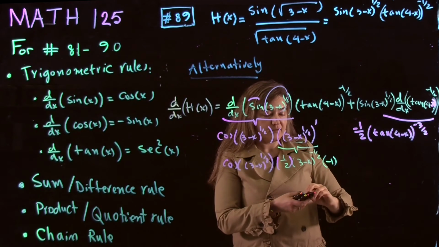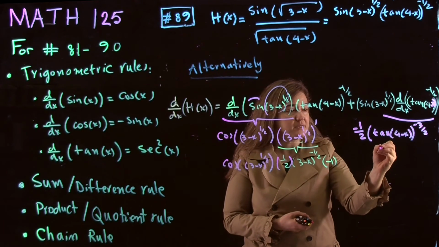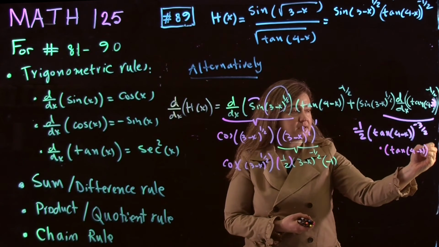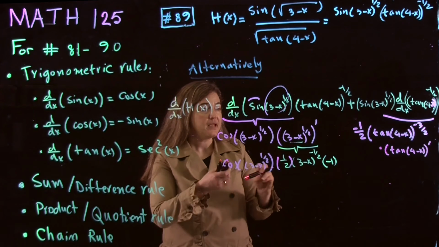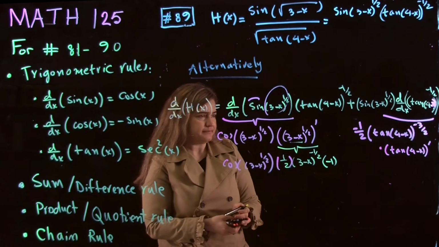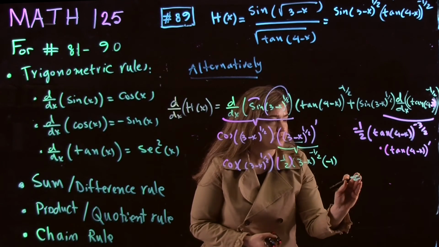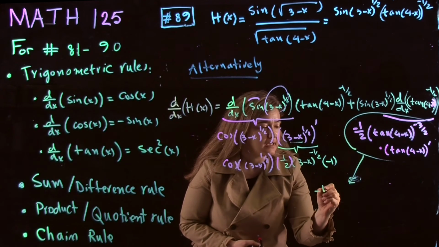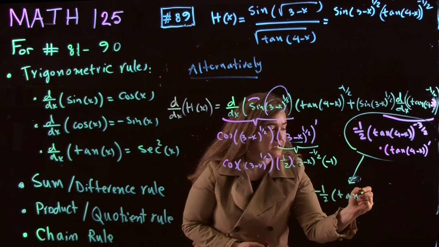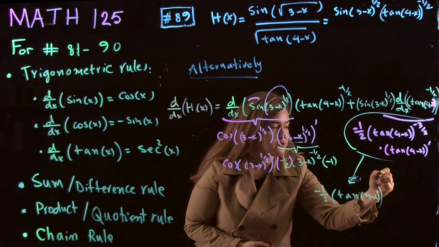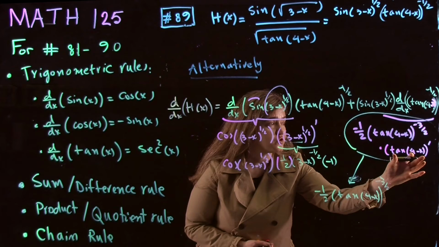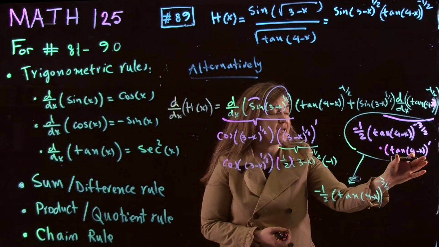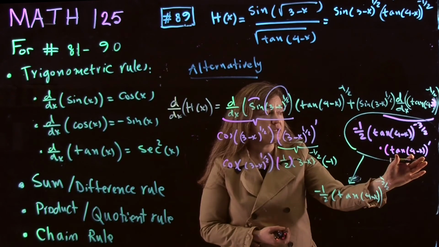Now I'm trying to take the derivative of inside, so multiply by derivative of tangent of 4 minus x prime. The entire thing becomes negative 1/2, inside unchanged, to power 1 less, times derivative of inside, which is derivative of tangent of 4 minus x, another chain rule on its own.